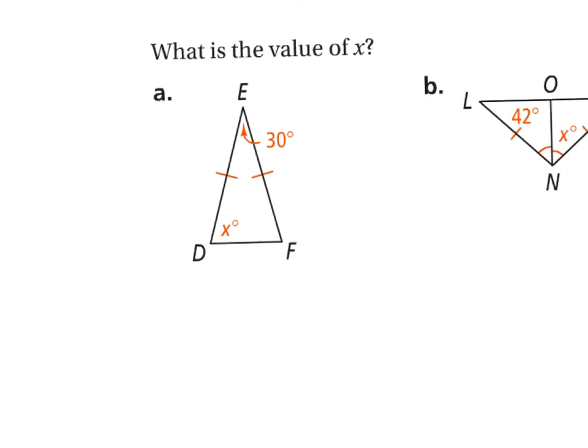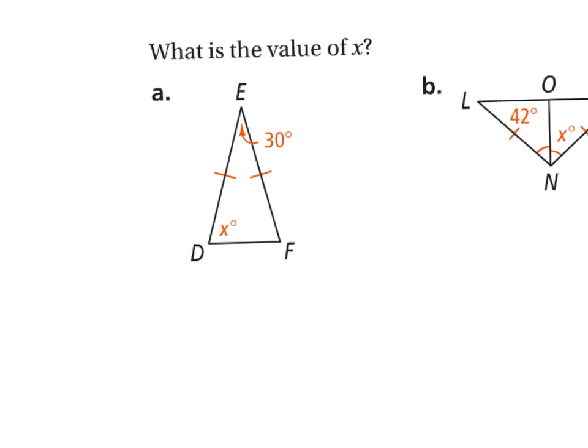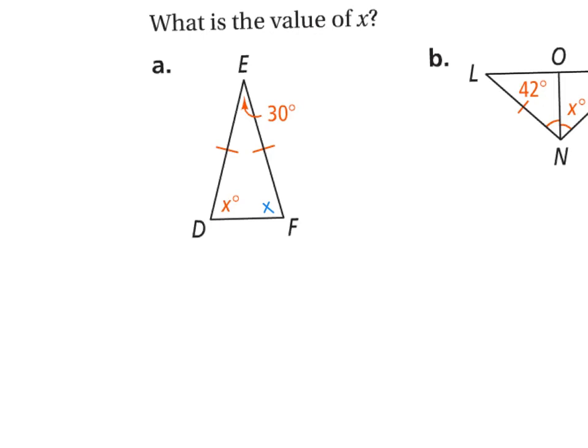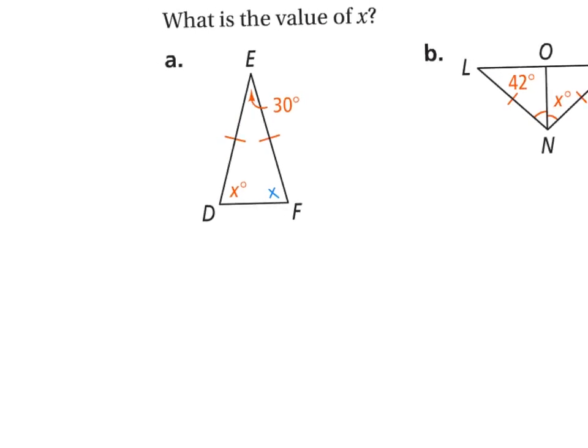All right, now this one, what is the value of x? This one's a little bit different. So if we know angle D is x, what does angle F have to also be? Well, it has to also be x. Okay, and how do I know that? It's because it's an isosceles triangle, and those are the base angles. And base angles are congruent only on isosceles triangles. So now I'm going to solve this just like I have been doing. I'm going to add up all of the angles and make them equal 180.